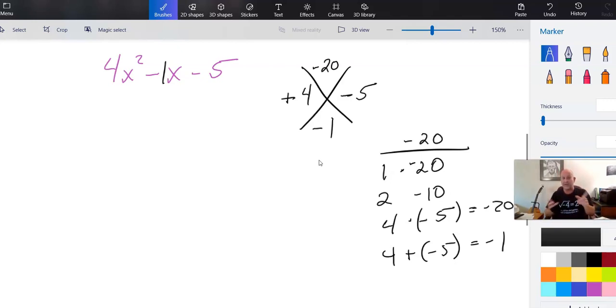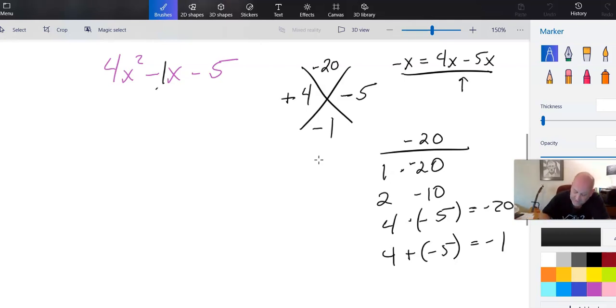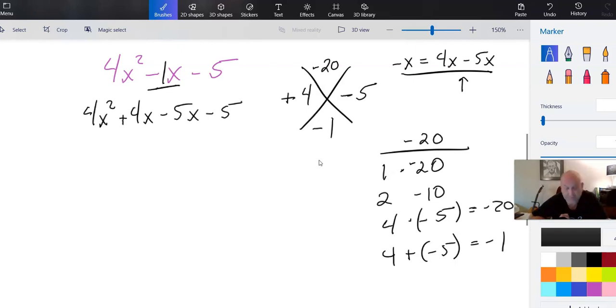And again, you can break up that middle term any way you want, but because negative x is equal to 4x minus 5x, right? That's a true statement. I'm going to take this 4x minus 5x and substitute it in for this negative x. So now what we're looking at is 4x squared plus 4x minus 5x minus 5, right? And that is totally set up for grouping now.